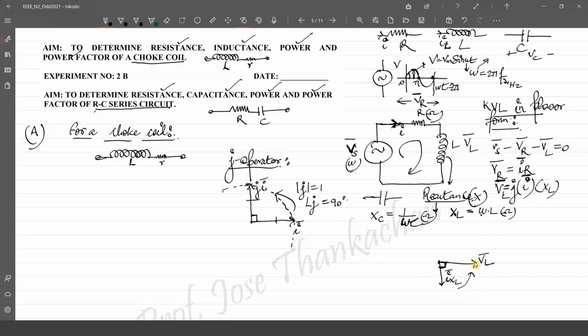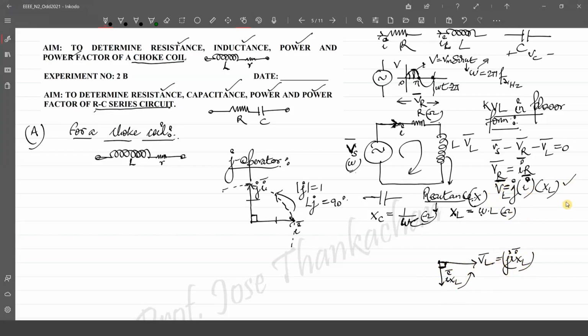So if it is rotating by 90 degrees, it will give me another phasor here whose magnitude is how much? J times I into XL. But what is J times I into XL? This is nothing but the voltage across the inductor. So now this expression is complete.